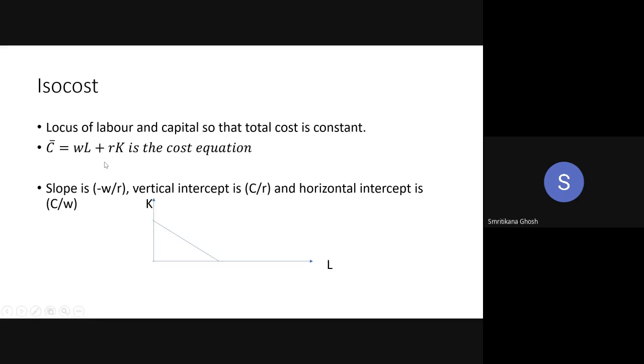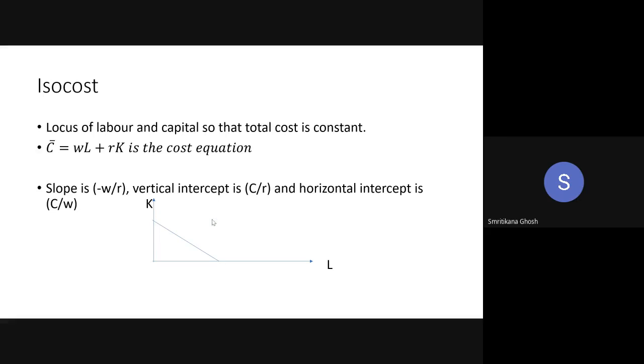So to get the vertical intercept, what you have to do? You have to say that there is no horizontal intercept. That means there is no L. If there is no L, that means you are not employing a single unit of labor. All of your cost is going for the capital. Then what is the total amount of capital you can employ? C bar by R. So C bar by R will be your vertical intercept. That is the maximum capital you can employ. And similarly, C bar by W will be the maximum labor you can employ. So that will be your horizontal intercept.